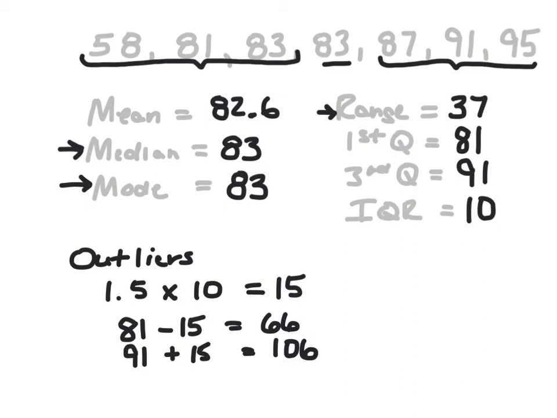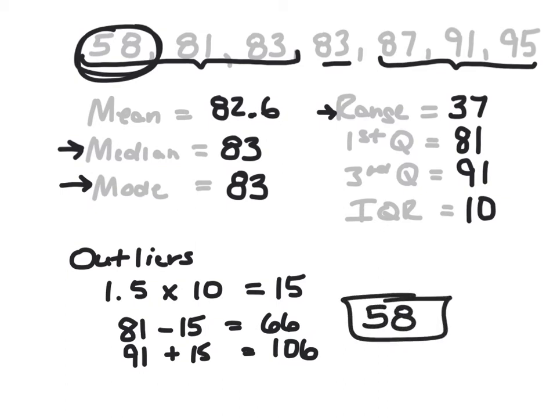In this case, 58 would be considered an outlier. So 1.5 times your IQR, you're going to subtract that from your first quartile and add it to your third quartile, and those are your new limits.